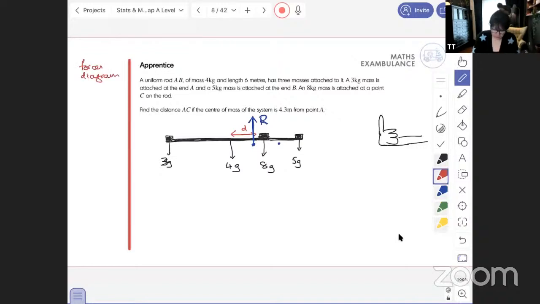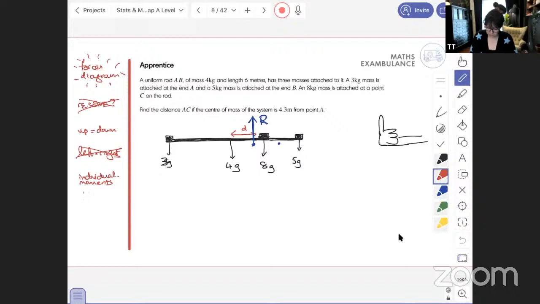Once we've got the forces diagram set up, which is kind of the hard bit, do we need to resolve any forces? No. Good. Nothing's going diagonal, so that's great. We don't have to resolve any forces. We're going to do up is down. We're not going to bother with left is right because there's no left and right forces, so we don't need to bother with that. We do up is down, and then we're going to do individual moments about some point.